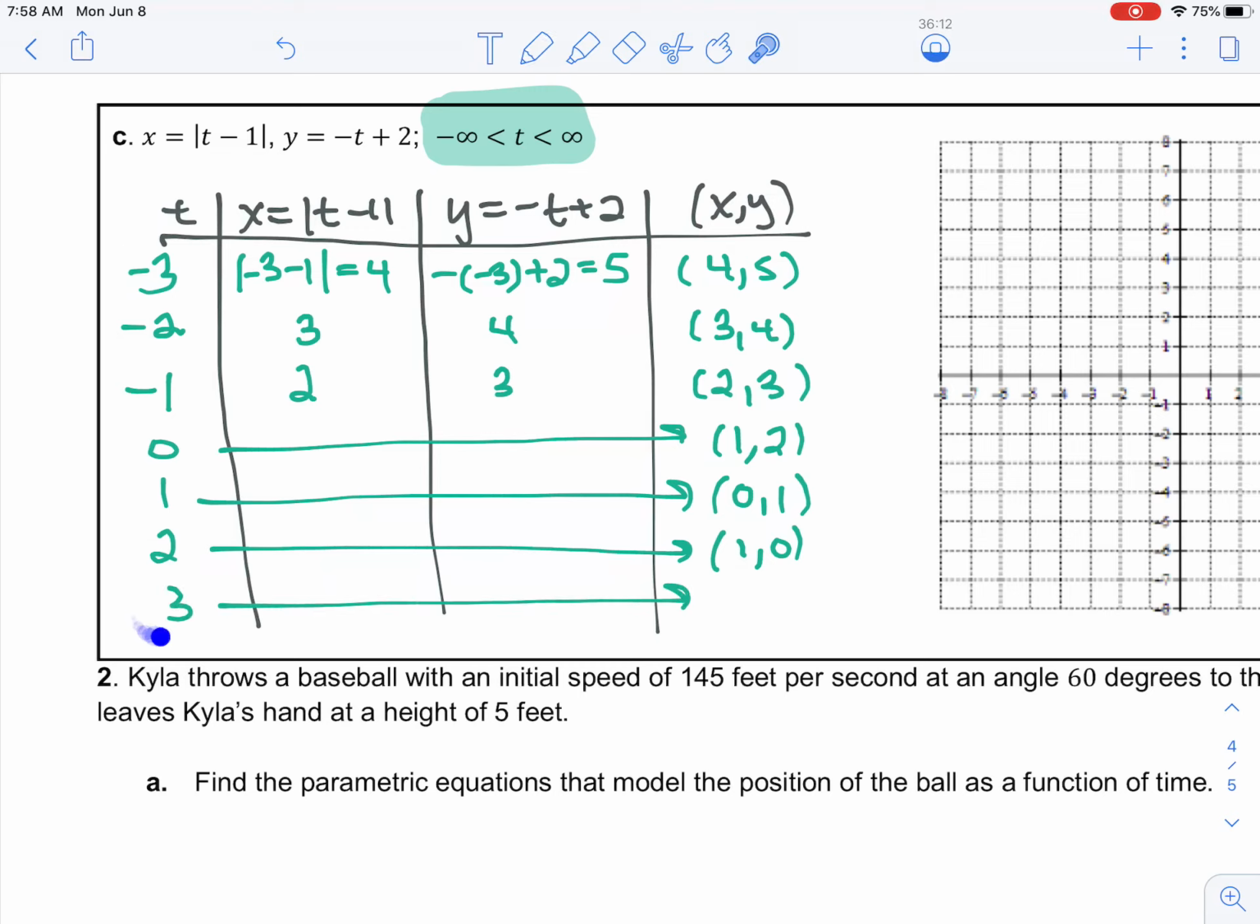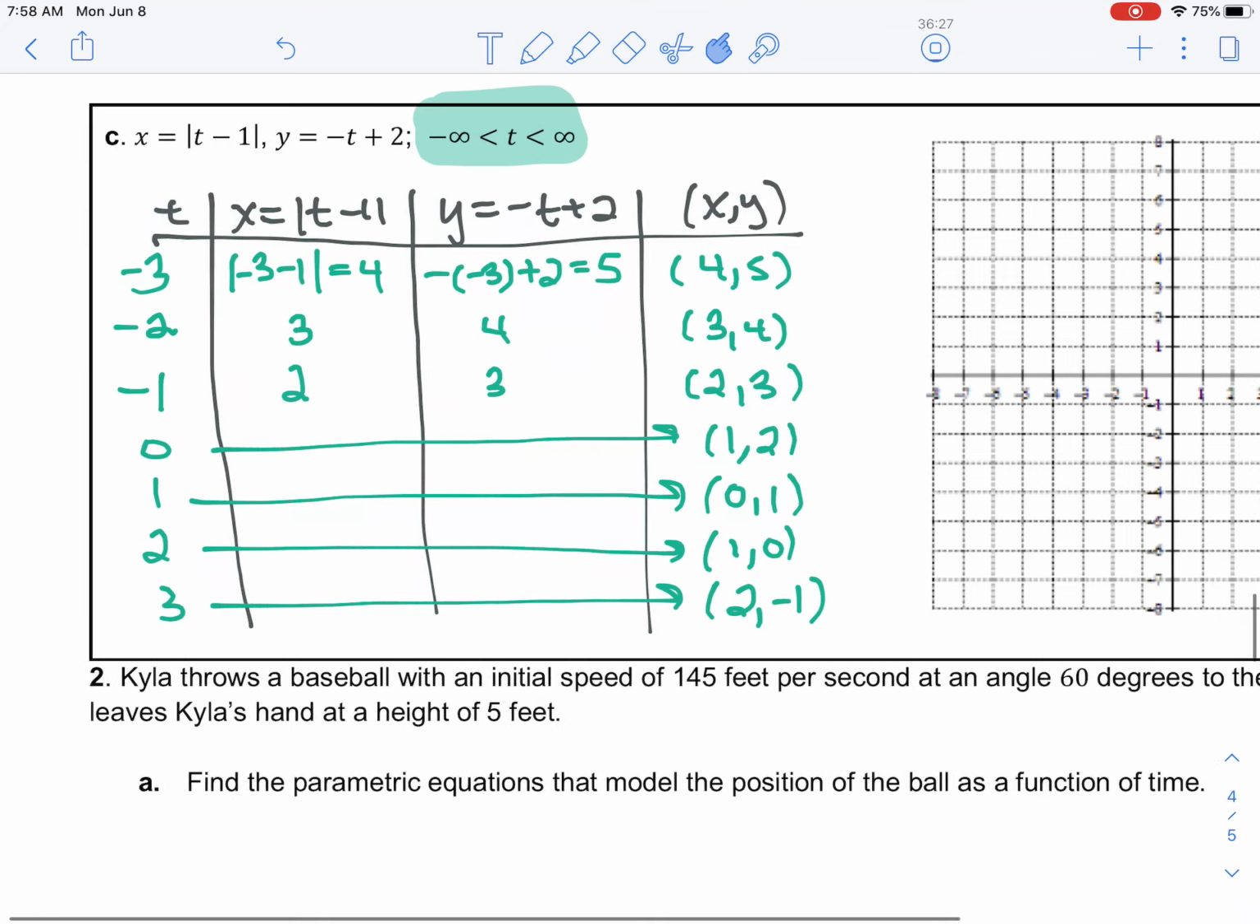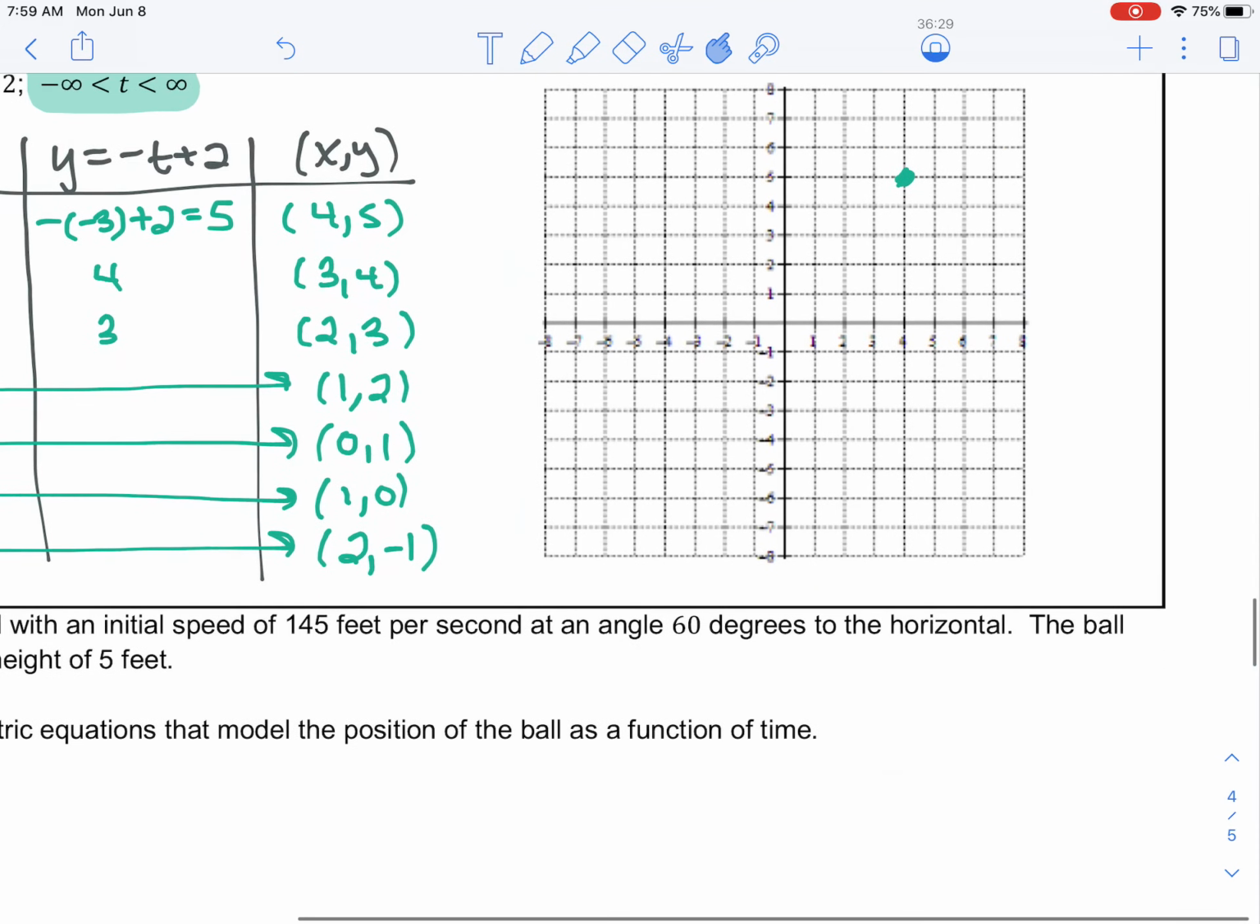Plugging in 2 will give us 1, 0, and plugging in 3 is where I'll end because it gives us that symmetry, right, of where we started. We started at t equals negative 3, and then we'll end at t equals positive 3, just to give some nice symmetry on our graph. That will give us the point 2, negative 1.